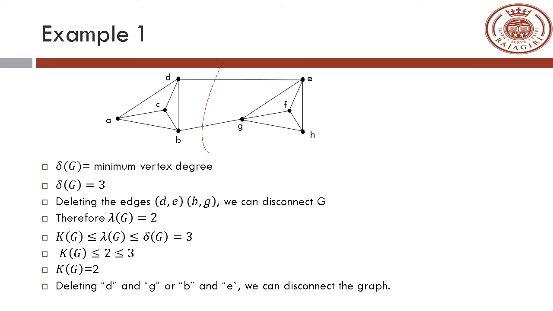Now we can see the vertex connectivity. If we delete either D and G, that means two vertices, or if you remove B and E, we can disconnect the graph. Therefore, the vertex connectivity of the graph is equal to 2, and these three numbers satisfy the relation K of G less than or equal to lambda G less than or equal to delta G.